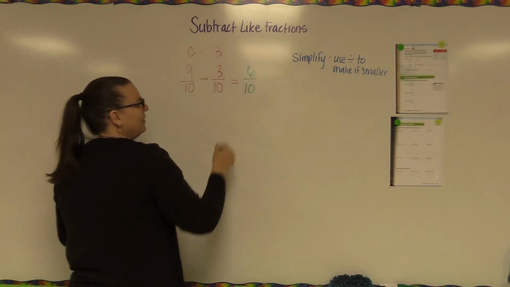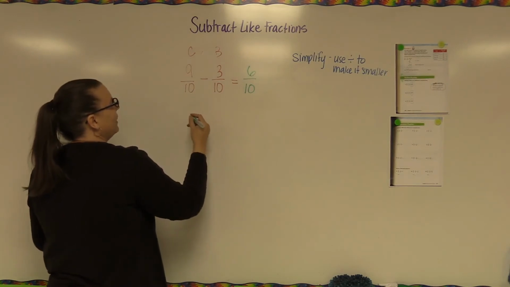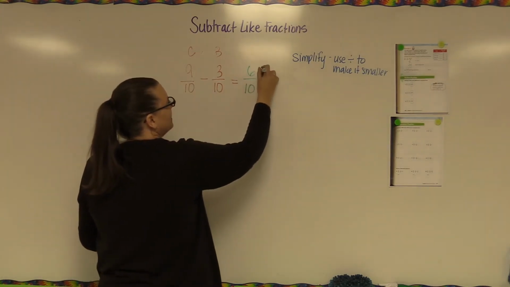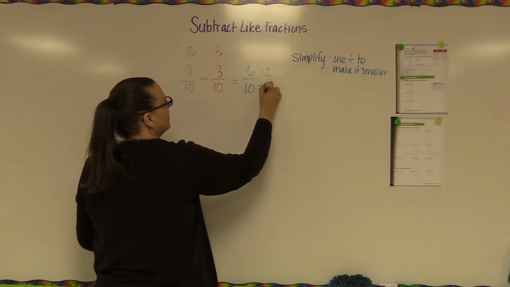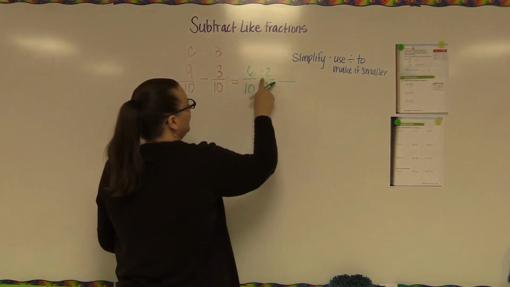We need to simplify this. We need to find a factor that both of these numbers share. Well, they're both even numbers, so sometimes it's as simple as dividing by 2. You can always try that. If you need to divide by another number, you can.